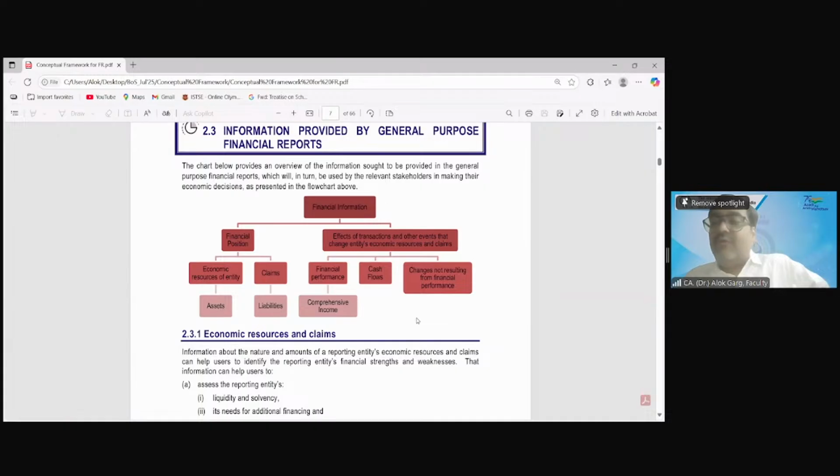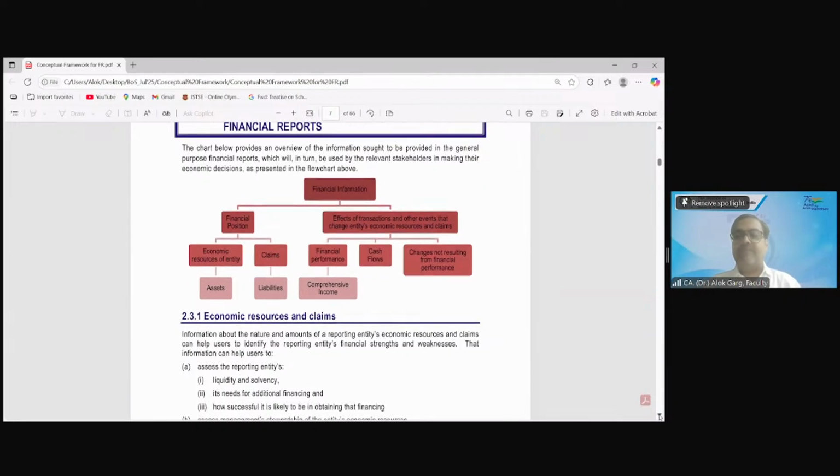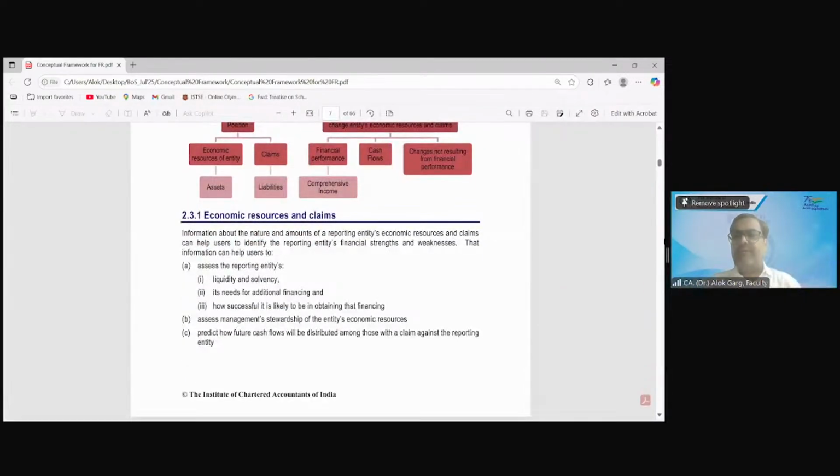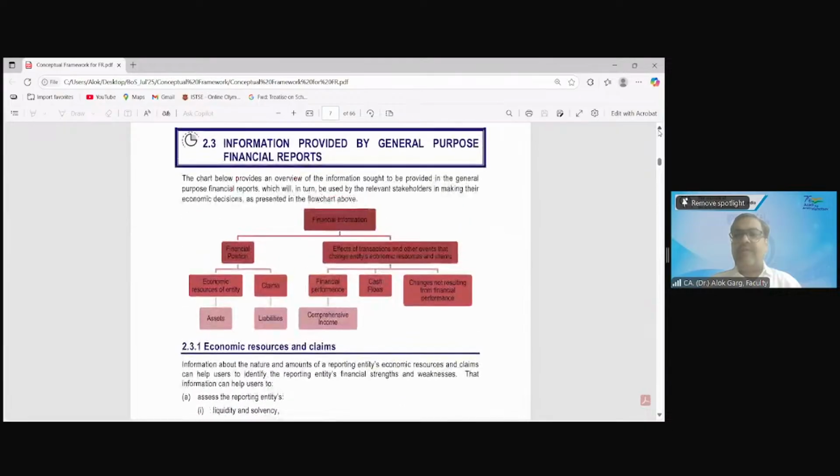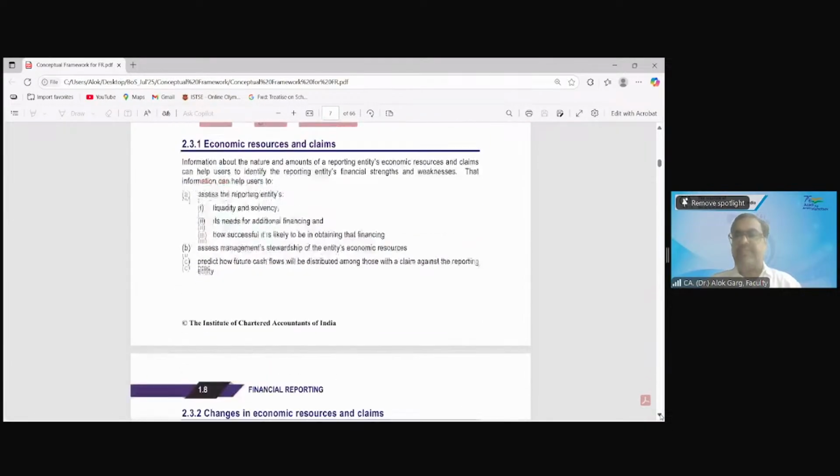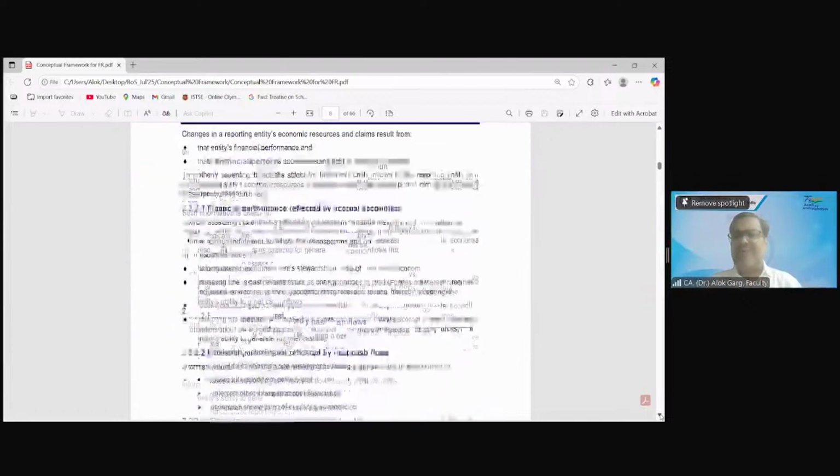Means it gives you, for example, the changes in equity, your rights issue, buyback of shares, and your increase in reserves and surplus. So these are the kind of financial information which is provided by the general purpose financial statement. This is what is written here.